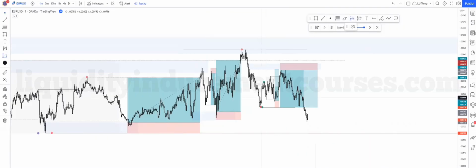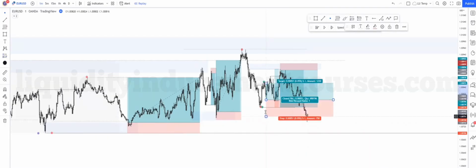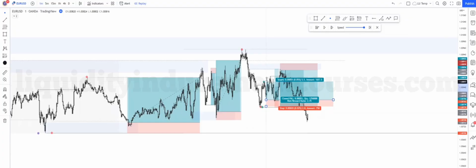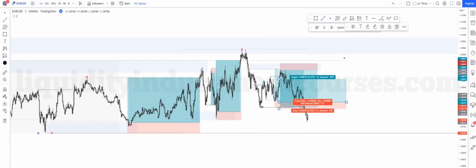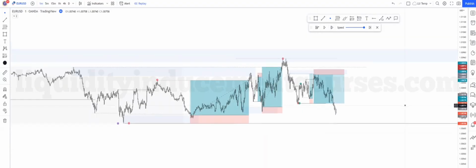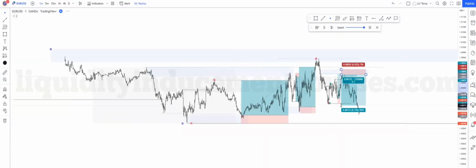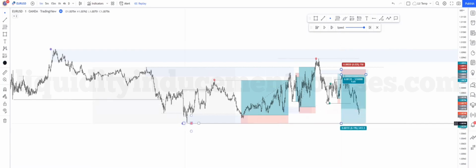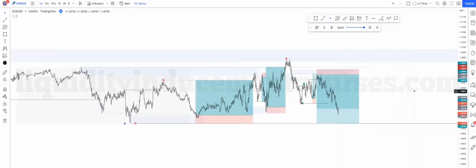Obviously in the real market, if this was a 1 to 3, I wouldn't take it. So in reality, I would have avoided this loss. But again, I'm breaking this down for you guys. So I would target now the external range.